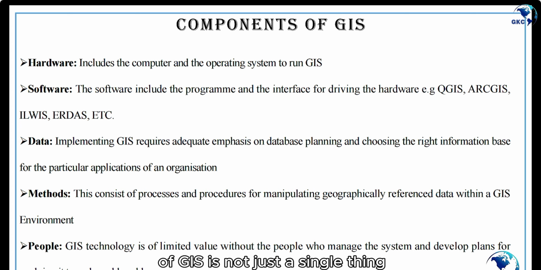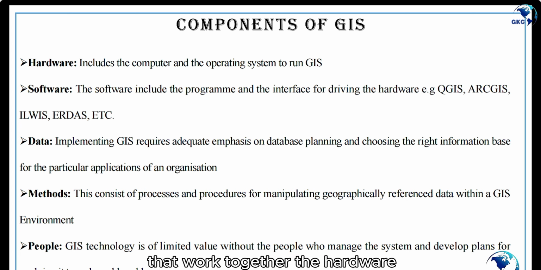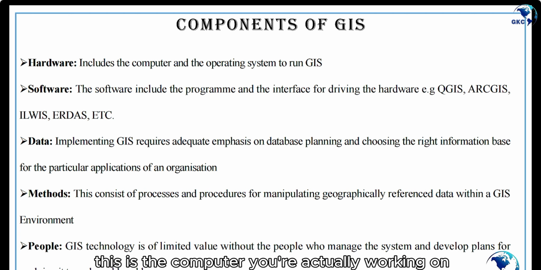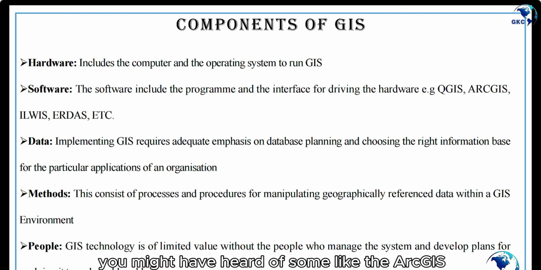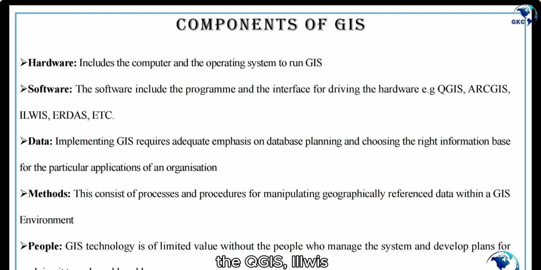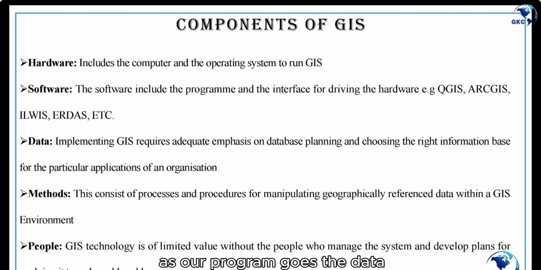Let's have in mind that we have various components of GIS. A GIS is not just a single thing. It's a system made up of 5 key components that work together. The hardware, this is the computer you're actually working on, the server that stores the data, and any device used to collect it. We have the software, this is the program that provides the tools to work with the data. You might have heard of some like ArcGIS, QGIS, and many others that we will go along with as our program goes.